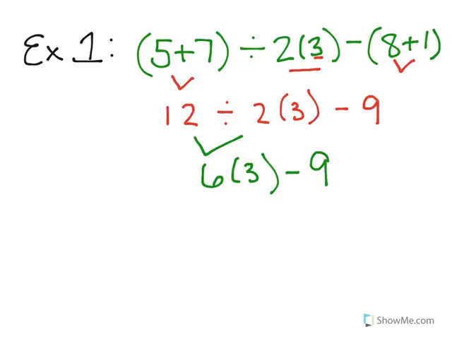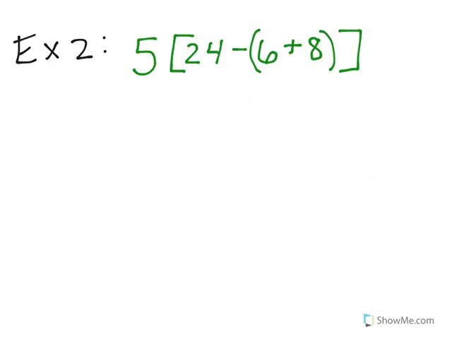Now I can do my multiplication. 6 times 3 is 18. Again, recopying everything else. And now I'm only left with one operation. So then I can just do 18 minus 9 to get me 9. So that's my final answer.